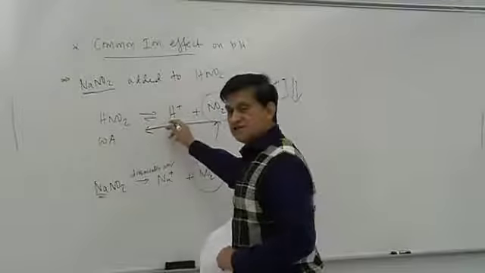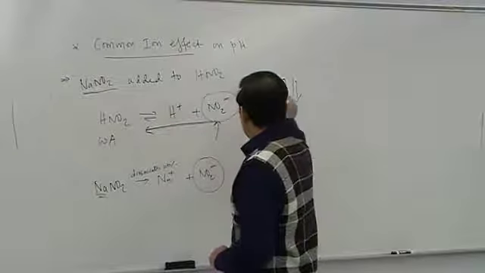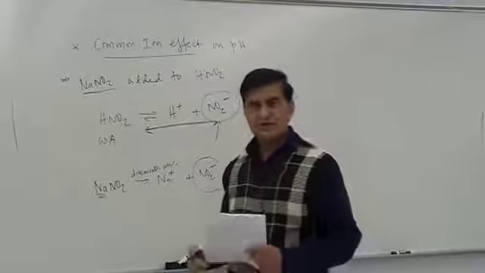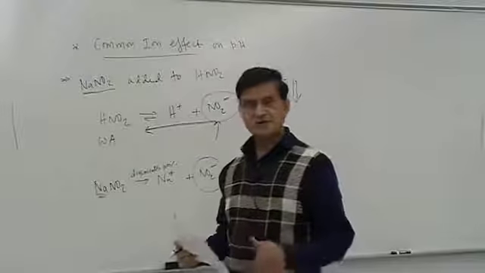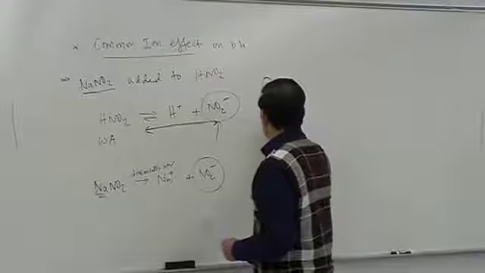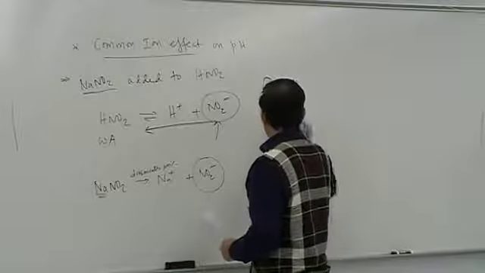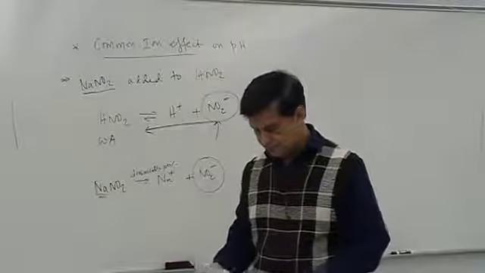That's going to consume H plus. When H plus is being consumed, its equilibrium concentration would go down. H plus concentration going down means OH concentration would go up, and pH is going to go up. So basically, because of this common ion effect, pH would go up.